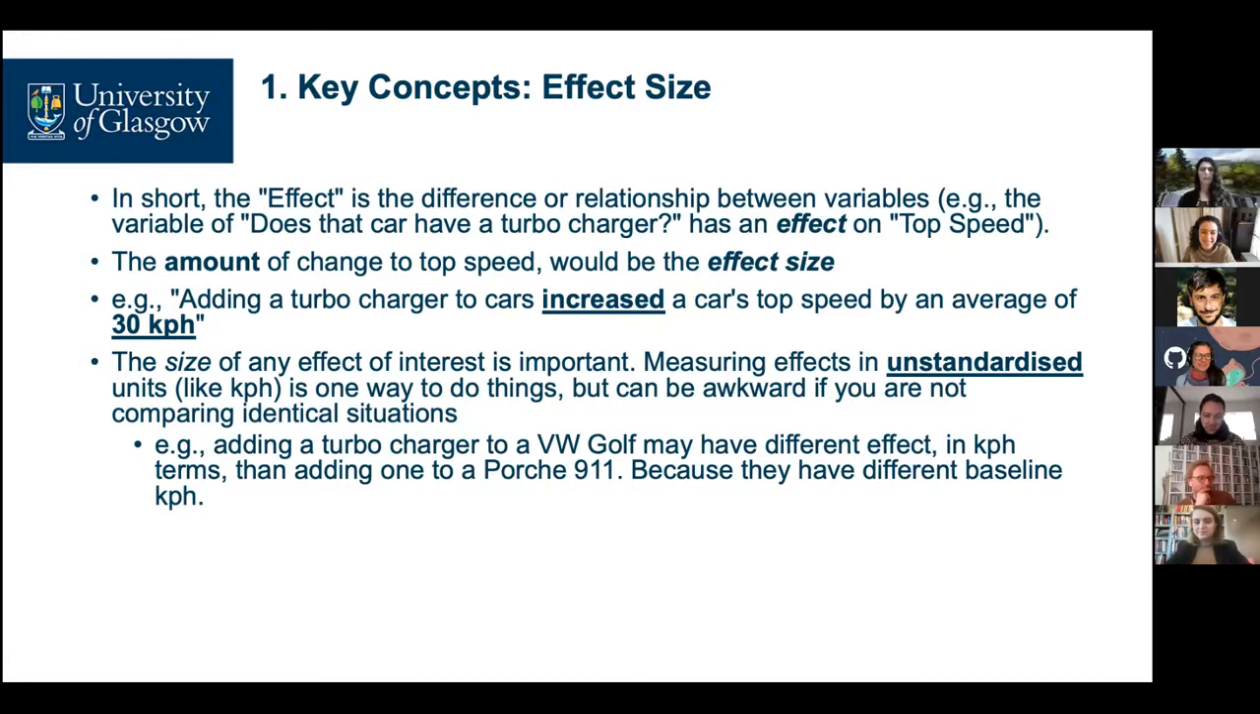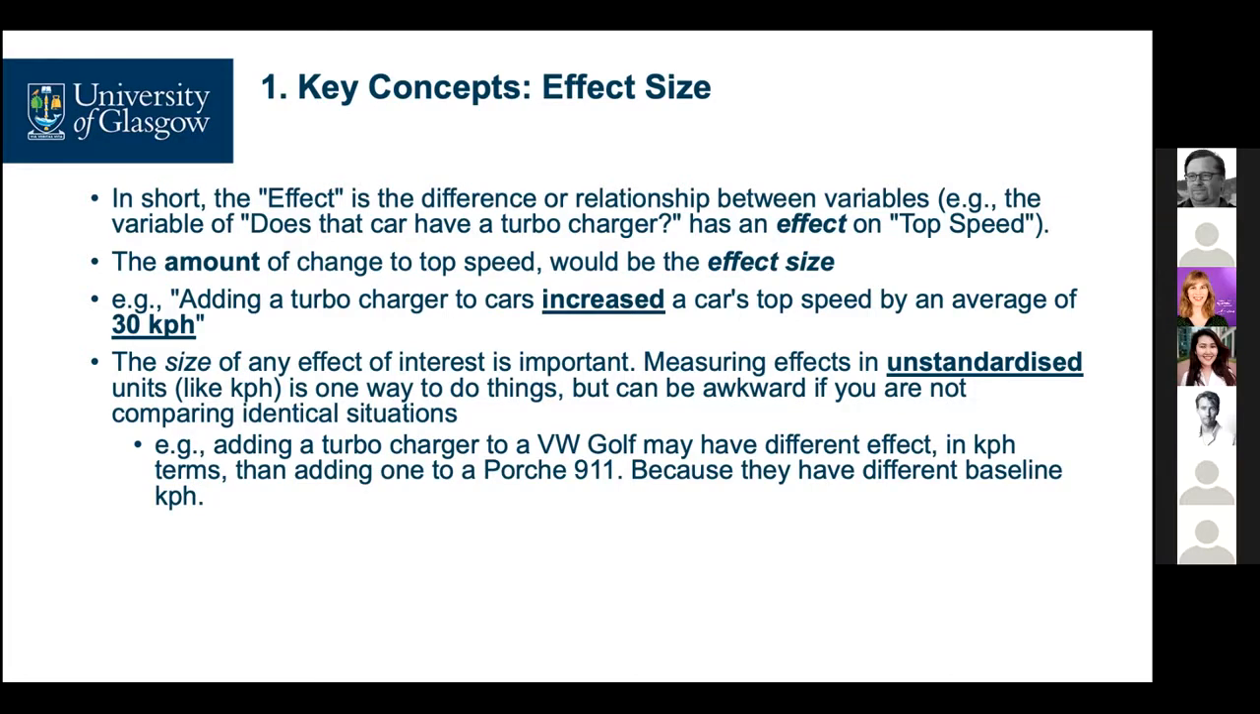Measuring effects in unstandardized units like kilometers per hour is definitely one way of doing things, but it can be awkward if you're not comparing like for like situations. For example, adding a turbocharger to a VW Golf might have a different effect. It might give you a 10 kilometer per hour boost in top speed, but adding one onto a Porsche 911 might give you a 50 kilometer per hour boost. That would average out at the 30 kilometers per hour I put above. But because they have a different baseline speed, it's not necessarily fair to compare them.